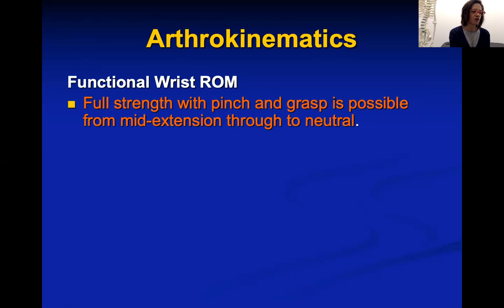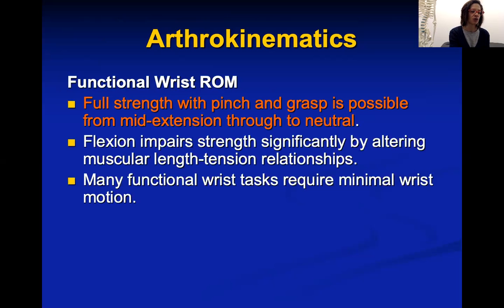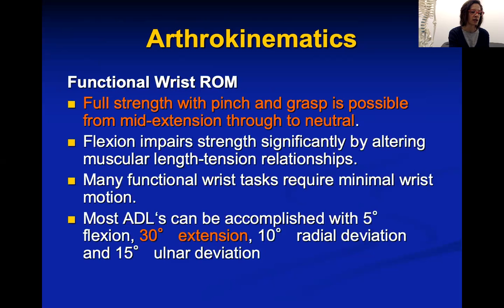Functional wrist range of motion, full strength with pinch and grasp, is possible from mid-extension through to neutral. Flexion impairs strength significantly by altering the muscular tension relationships. It's harder to pick something up like this than like this. Many functional wrist tasks require minimal wrist motion. So for most ADLs, we only need about 30 degrees of extension, 10 degrees of radial deviation, 15 degrees of ulnar deviation, and only 5 degrees of flexion.